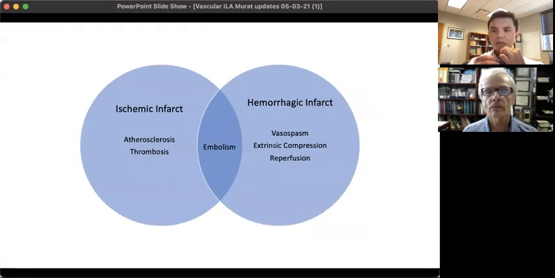So the next thing we're going to talk about is thinking about the ways that certain types of strokes happen. So we'll be talking about ischemic infarcts, which can be caused by atherosclerosis or thrombosis, or hemorrhagic infarcts, which can be caused by other different types of vascular issues. So vasospasm, extrinsic compression, reperfusion, and then emboli can be associated with either one. Isn't that right, Dr. Goktin?